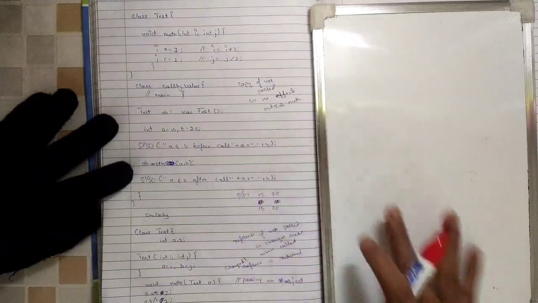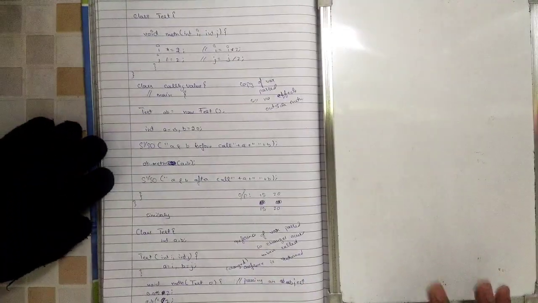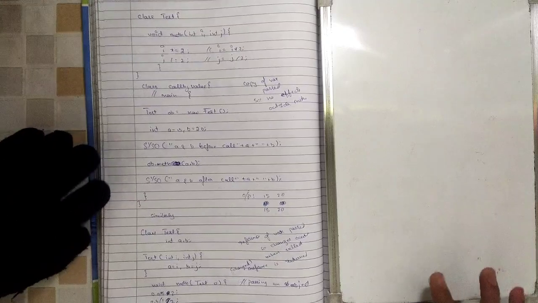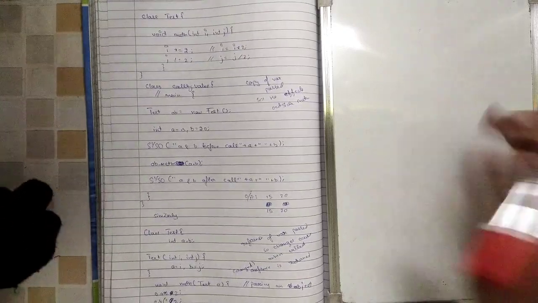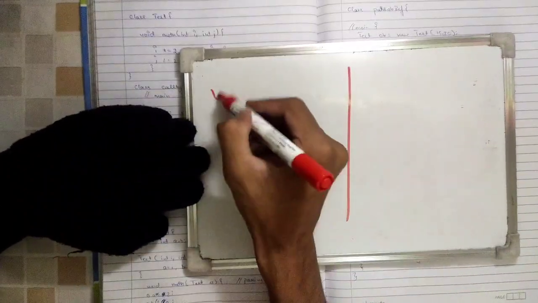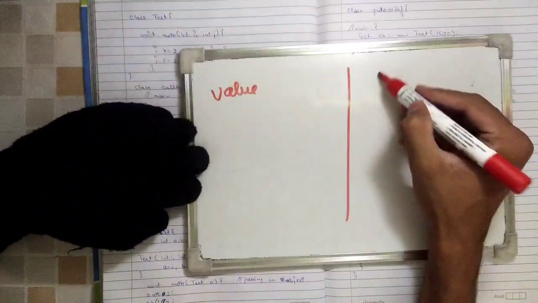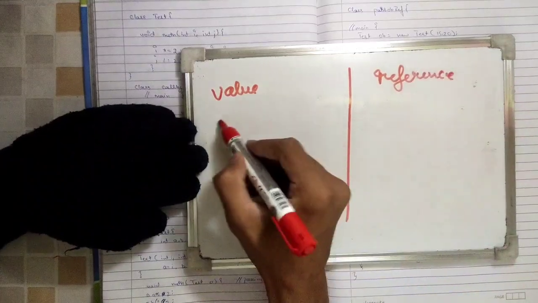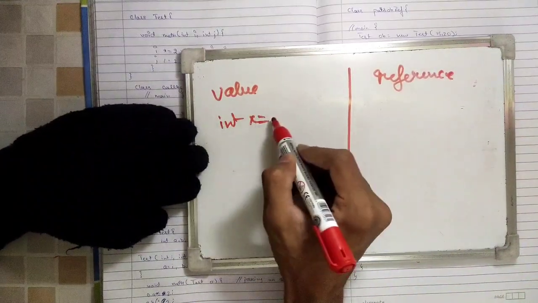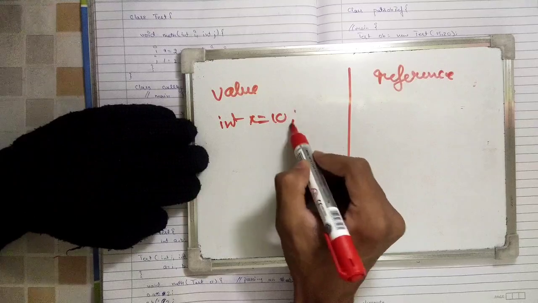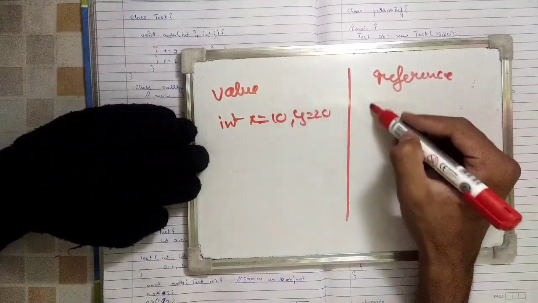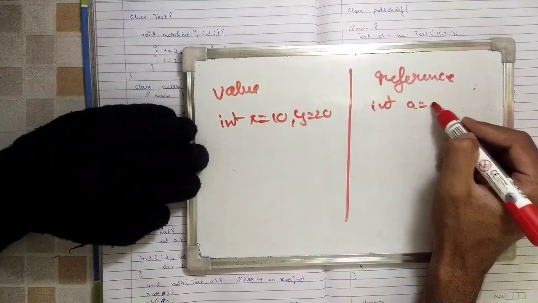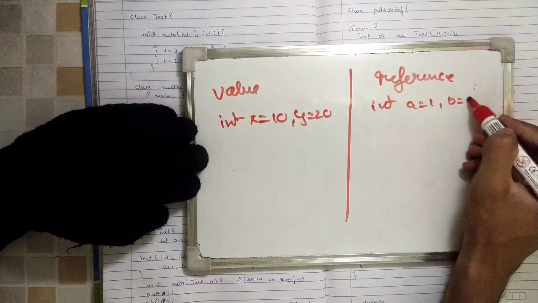Here we have two things: call by value and call by reference. This is one interesting topic. Remember one thing about what happens in call by value. Let me divide the board: value here, and reference here. Suppose I have int x equals 10, y equals 20. Same thing here, let me take a equals 1, b equals 2.